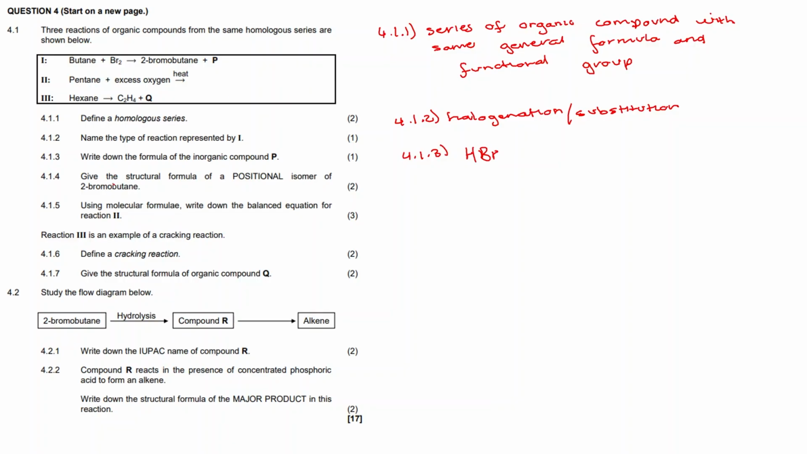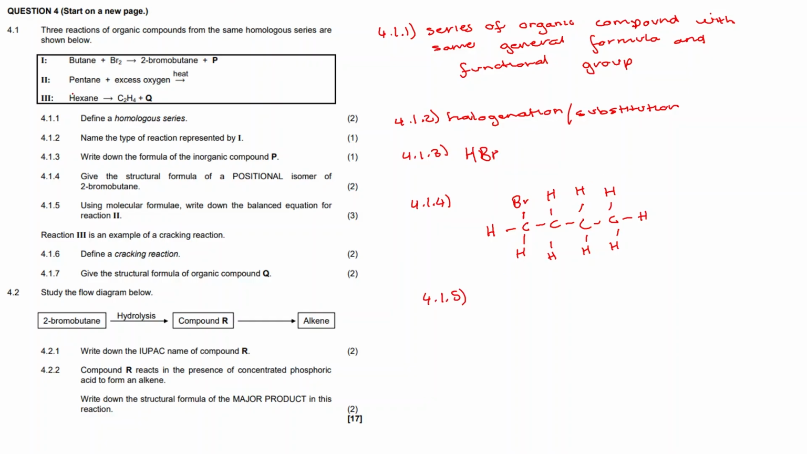Question 4.1.4. Give the structural formula of a positional isomer of 2-bromobutane. So, bromobutane has 4 carbon atoms, and since we have 2-bromobutane and we want a positional isomer, and we have 4 carbon atoms, we will then put the bromine atom on either the first or the last carbon atom, as that would still mean we have 1-bromobutane, which is a positional isomer of 2-bromobutane, and this is what it would look like.